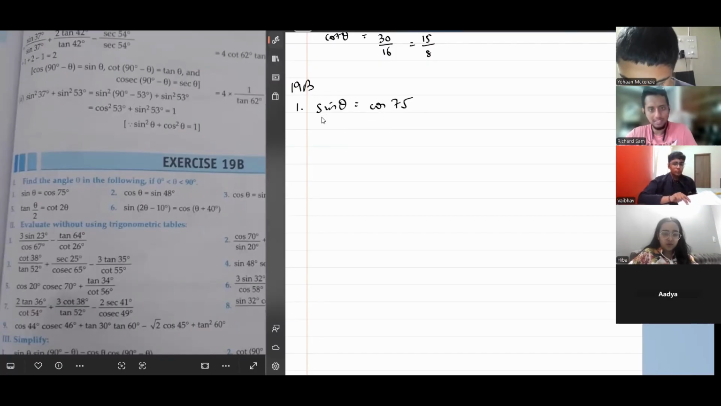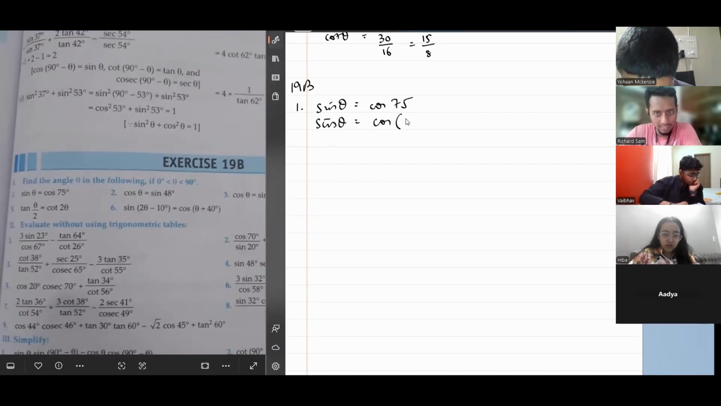So leave the sine theta as it is. The cos theta, we have to convert it to sine. So the first step is what? Leave cos as it is. Write 75 as 90 minus what? What is 75? 90 minus?